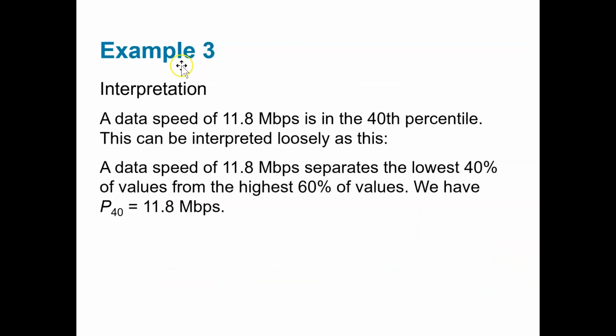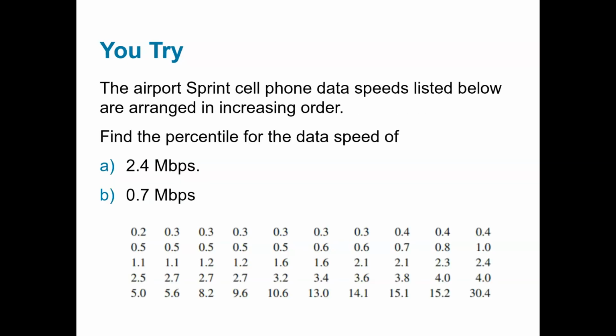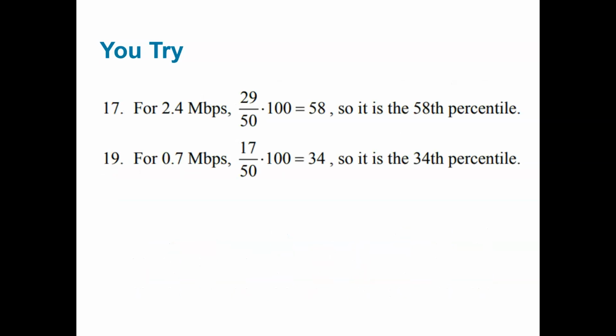And again, if you'd like to read a little bit more about that, you can here. But basically, the 40th percentile says that 40% of the values are below and 60% are above. 11.8 divides us between 40 and 60. Go ahead and give it a try with these 2 data values. And there's the solution.